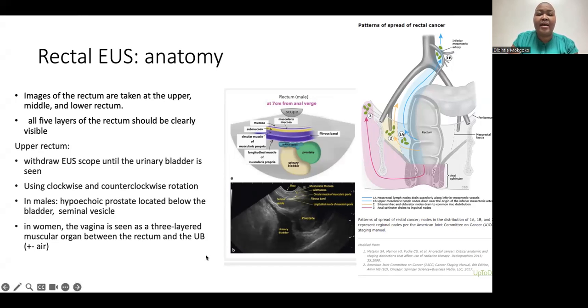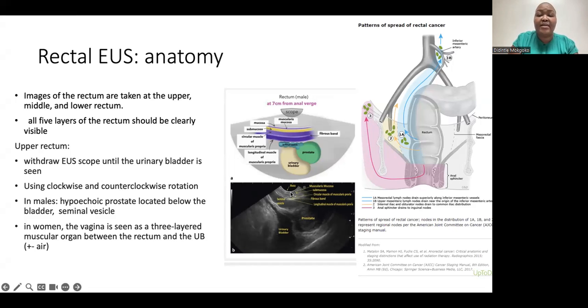Again, clockwise and counterclockwise rotation to start bringing some of these structures into view. In the male, between the bladder and the rectum, you're going to find the prostate, and just above that, you find a hypoechoic banana or U-shaped structure, which is the seminal vesicle.